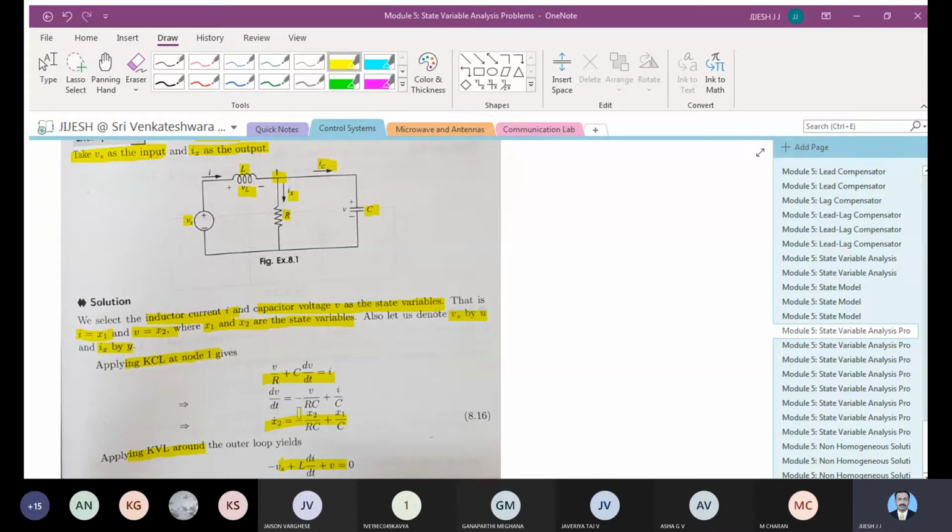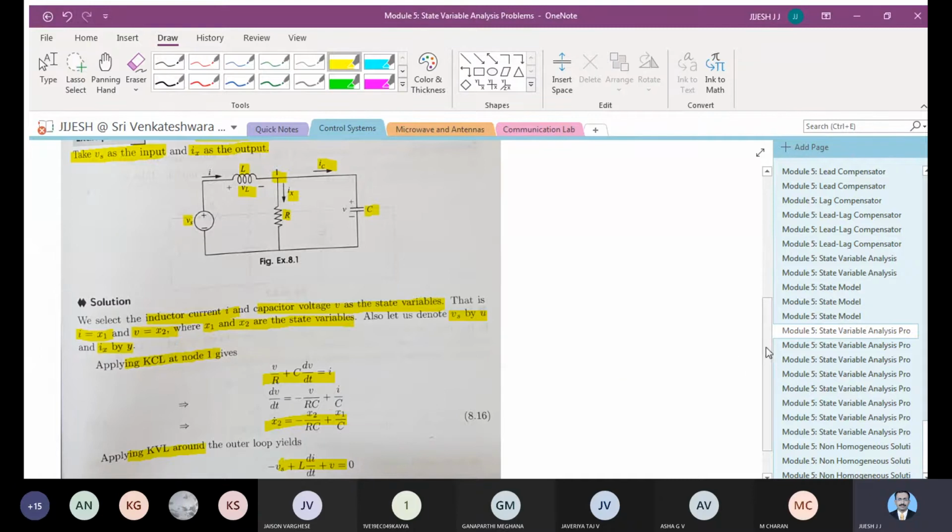So x2 dot is equal to minus V. What is V here? V is x2. So in place of V, I have substituted x2 divided by RC plus I. What is I? I is x1. So I have put it as x1 divided by C. So that is the equation you will get after the simplification by using the KCL equation at node 1.